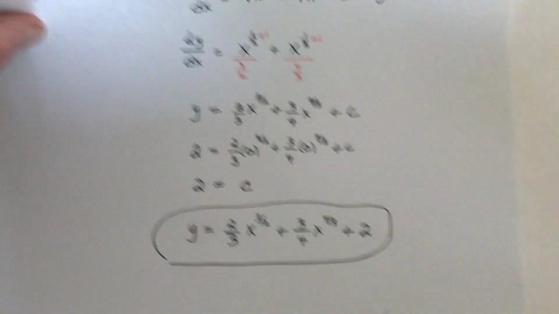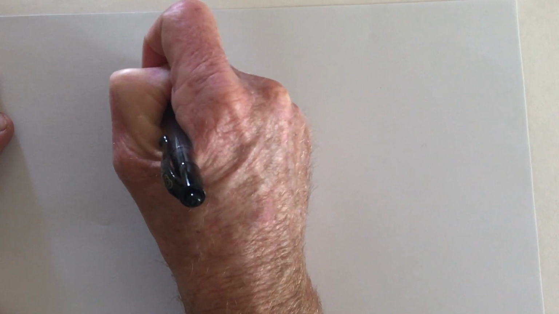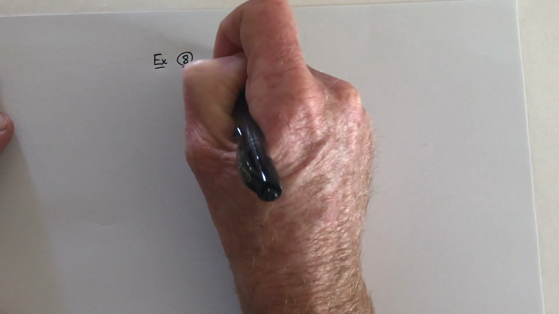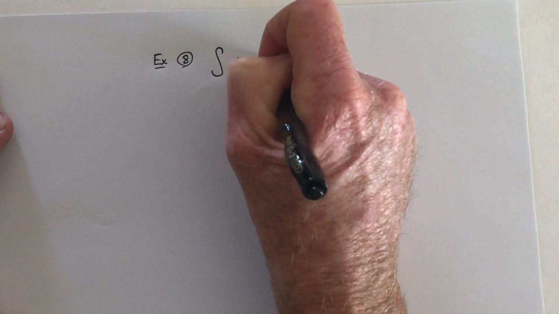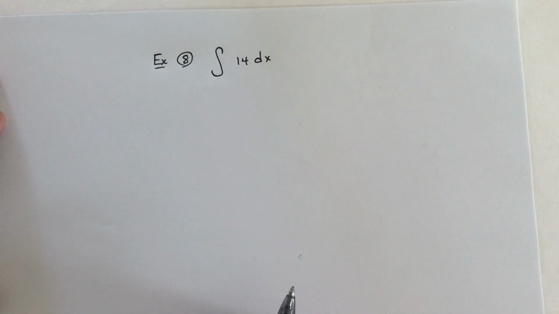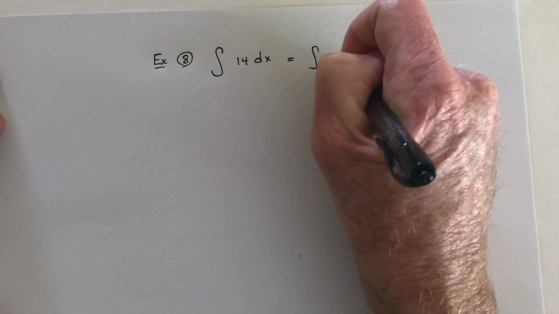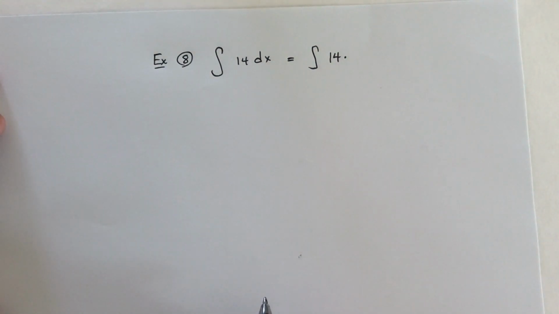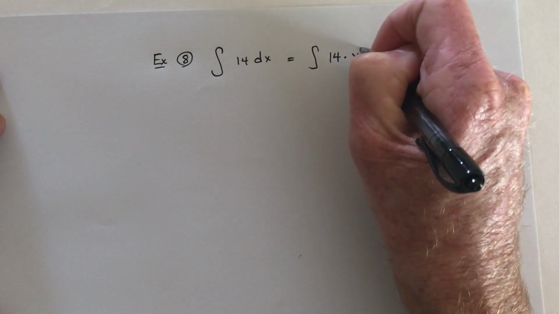And then, how about a couple easy, fast ones? Example number 8. What's the antiderivative of the number 14? Well, you look at that one and you go, it doesn't even have an x. And I would say, yeah, I sort of agree with you, but 14 could also be written as 14 times 1. And 1 is also the same as x to the 0.